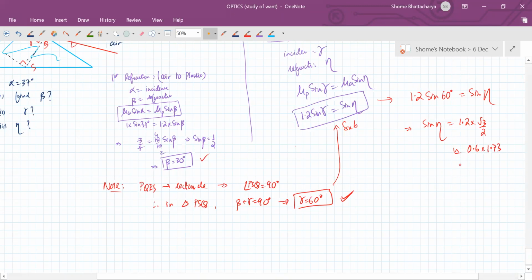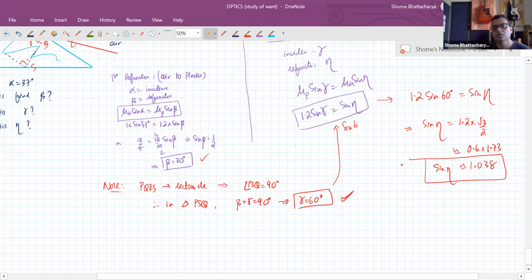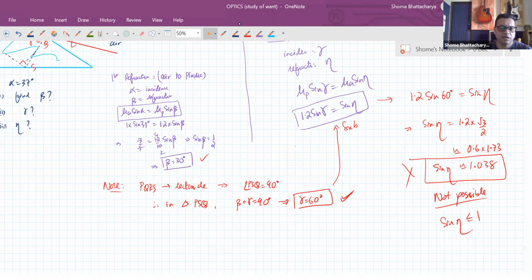So you can see something interesting. This is approximately 1.038. So sine eta is coming out to be greater than 1. Now this is an interesting thing. It shows you that this is not possible. No? Sine of an angle cannot be greater than 1. So this is not possible. Okay, because sine of any angle is less than or equal to 1. So that means something else is happening over here. Can you tell me what is happening? Yes, very good. Total internal reflection will happen.